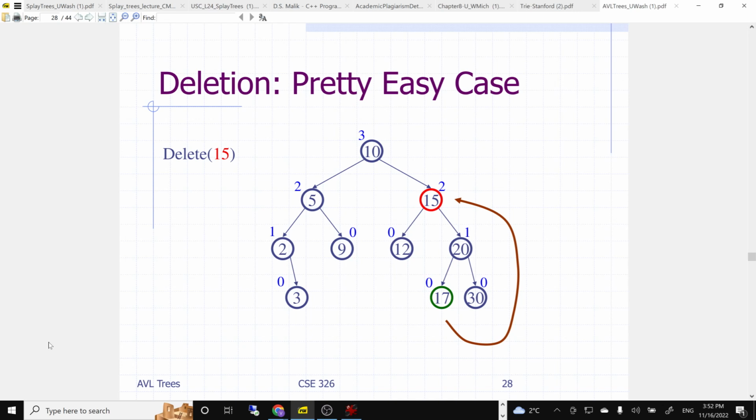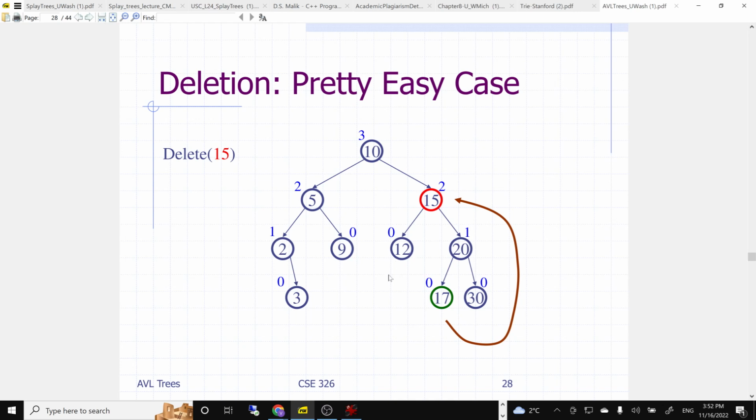Actually, in this case, we took the highest because, of course, this had the most height. We could have taken 12, but the problem is then we still have the imbalance. We took from the heaviest side, of course. In this case, the heaviest side is the right side, so we have to take the smallest of the largest. The right side is all larger, so we take the smallest from the largest.